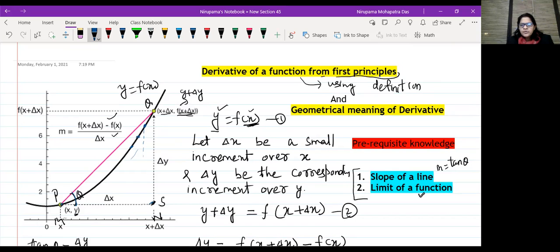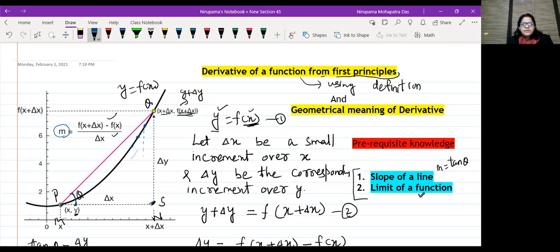Okay, so when Q merges with P, instead of two different points, instead of the second line, you will be getting one line which touches the curve at P. So it means at that position, the second line will become the tangent to the curve. And what will happen to this m?